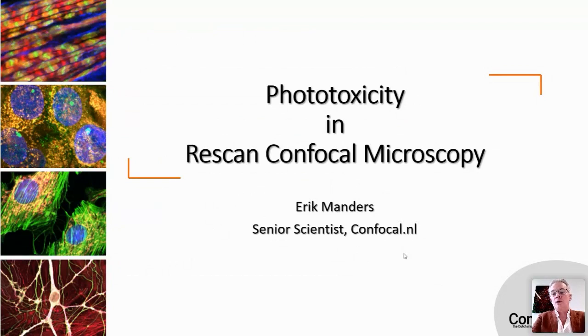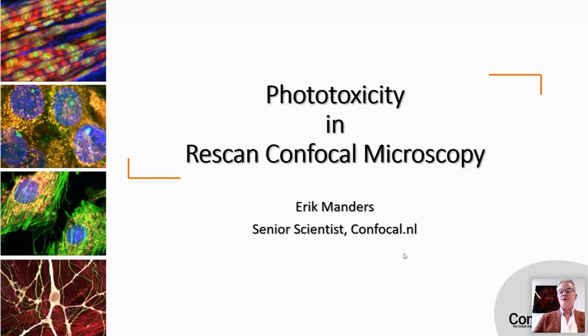Later in Amsterdam we made a method to reduce phototoxicity, and then in 2013 we started with the RCM. When we built the RCM, one of the first things that we saw is that photobleaching is not very strong and that we get very strong, bright and sharp images. Later we found out that phototoxicity is really a lot less when you use the rescan confocal microscope. So we wonder why. Why is that?